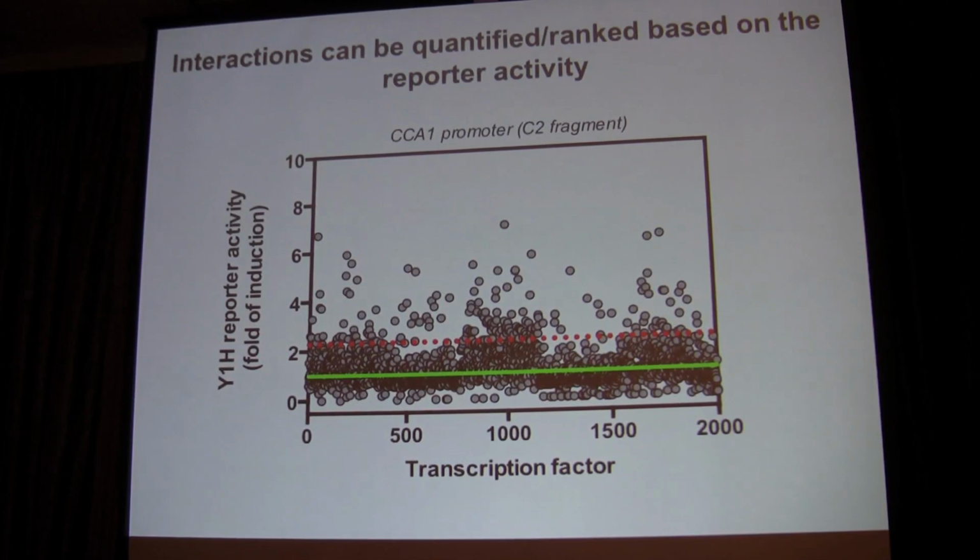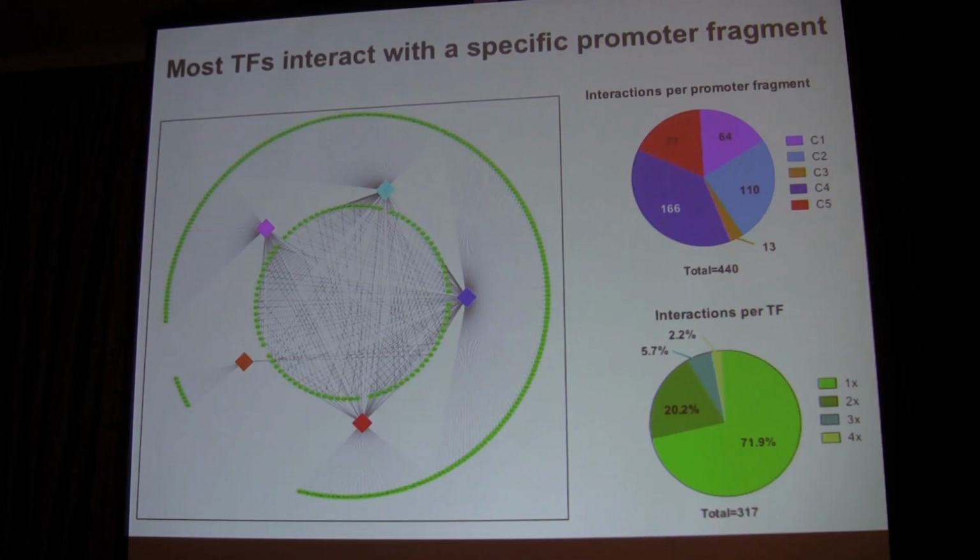So if we use this larger collection and we screen again the different promoter fragments that we had for the CC1 promoter, what we obtain is that about 300 transcription factors. And I would say that the CC1 promoter is unusually sticky. For most of the promoters that we have screened, we get on average about 50 interactions. In this particular case, in the different rounds of screening that we have performed, we usually get more transcription factors than for the rest of the genes.